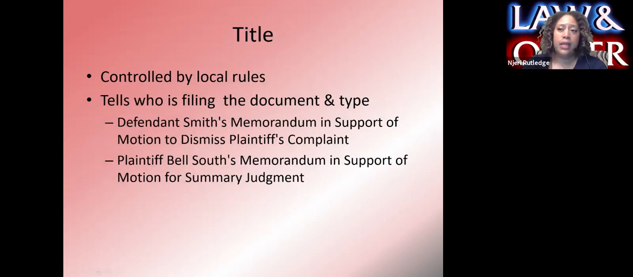The title is also controlled by local rules. It's important to be descriptive in the title. Who actually is filing the document? Try to name them as specifically as possible. Don't just say defendant. Say defendant Smith memorandum in support of motion to dismiss plaintiff's complaint, or plaintiff Bell South's memorandum in support, and so on. But try to be descriptive.